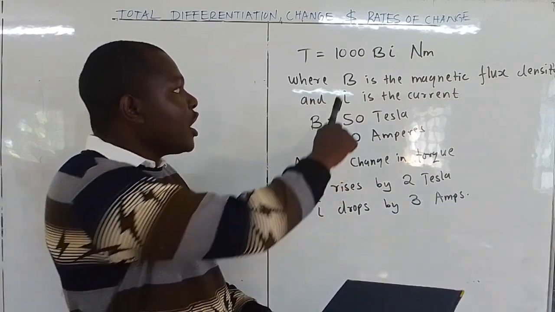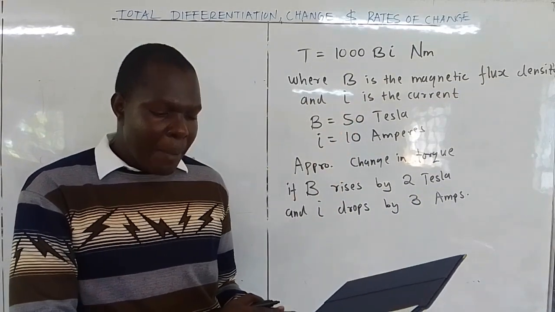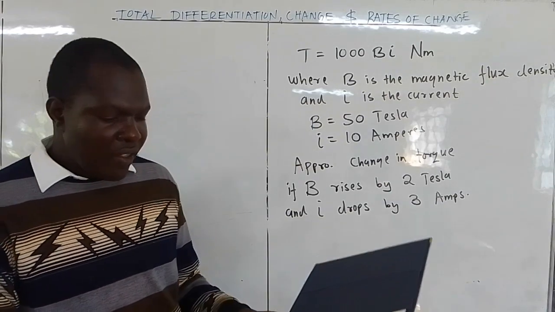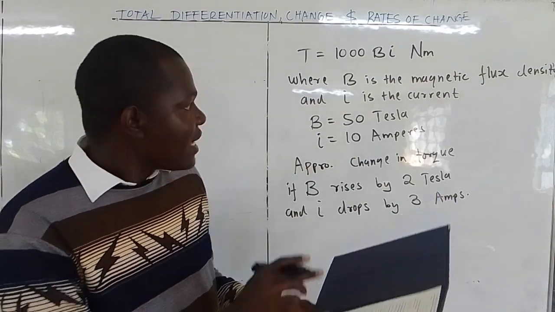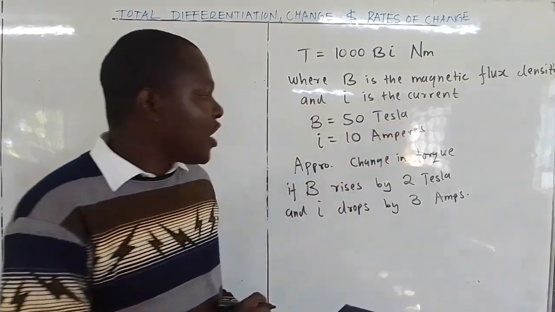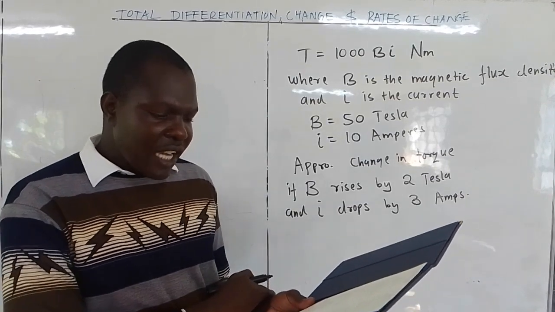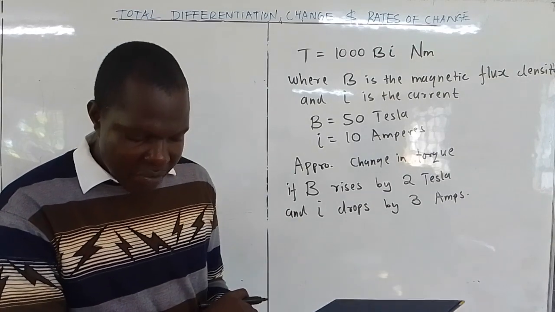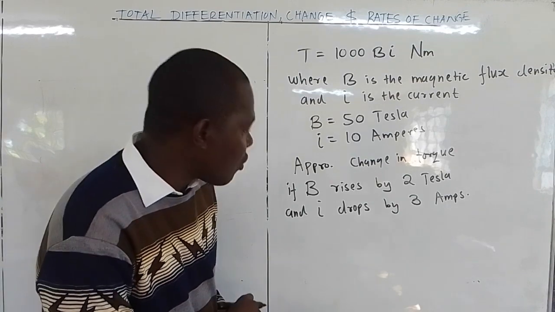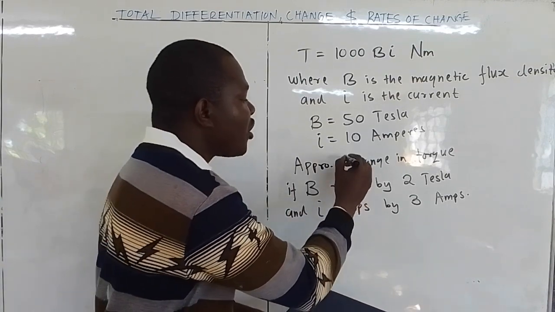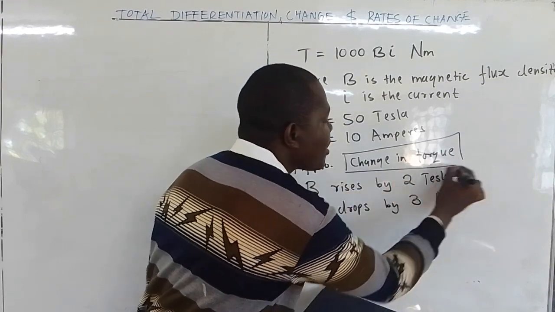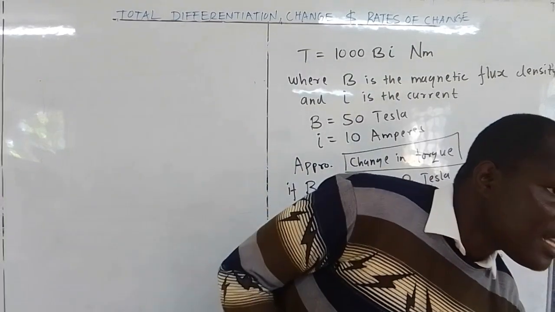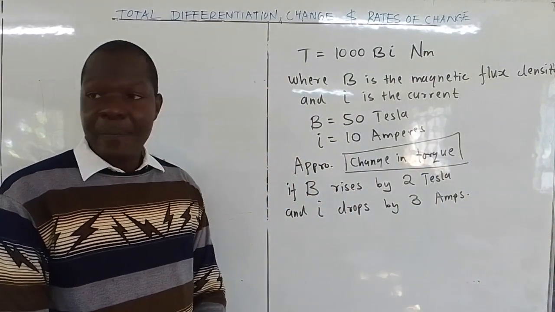Now, if you look at this question, you've been told the torque T produced by a motor is given by T = 1000 BI Newton meter, where B is the magnetic flux density and I is the current, isn't it? They are saying at one instance B was 50 Tesla and I was 10 amps. Apply partial derivatives to approximate the change in torque. This is what they want you to approximate, isn't it? The change in torque if B rises by 2 Tesla and I drops by 3 amps.